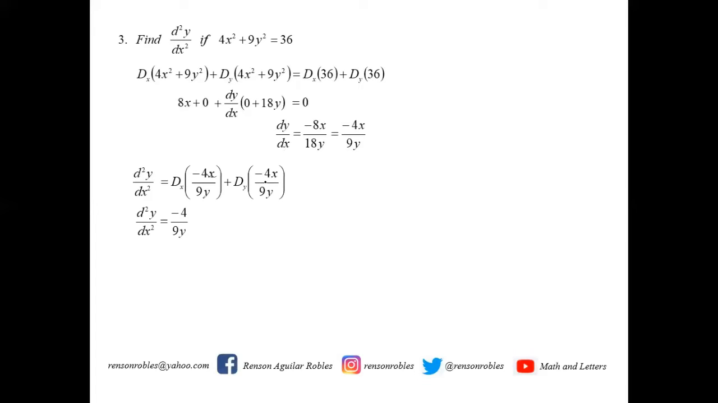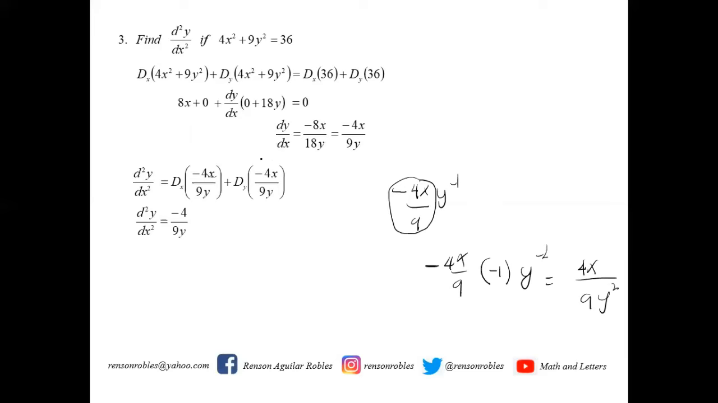And since negative 4x all over 9y, we are differentiating it with respect to y, I can write it in the form negative 4x all over 9 times y raised to negative 1. And since this is constant, so negative 4x over 9, we shall only differentiate y raised to negative 1, and that's negative 1 times y raised to negative 2. So that is equal to negative, negative, so positive 4x all over 9y squared.